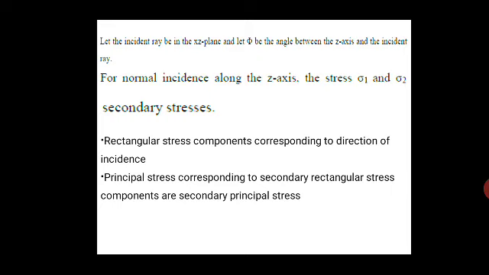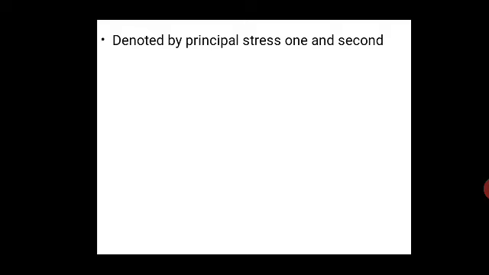Now, these secondary principal stresses, which are denoted by the first principal stress and second principal stress, that is sigma 1 and sigma 2, can be represented as sigma x plus sigma y by 2 plus or minus root of (sigma x minus sigma y by 2) whole square plus tau xy square. So this is the secondary principal stress equation, that is, sigma 1 and sigma 2.